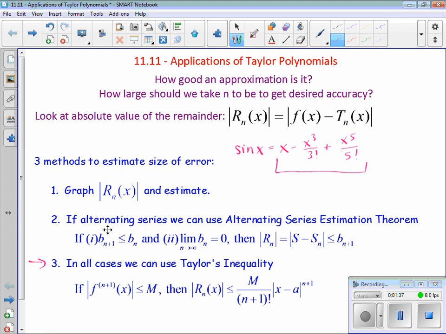Number 2 only works with alternating series. I don't ever use number 2 because number 3 works for everything, and you can just go through it really lightly. It's still a valid thing you could do. I just figure if we can learn one of them really well, we can just use that one.